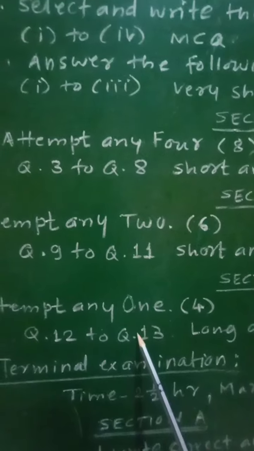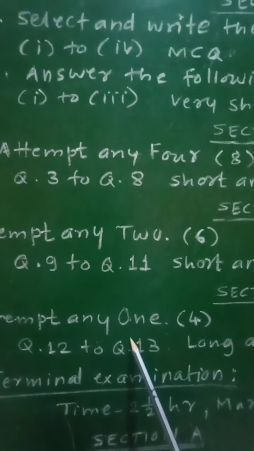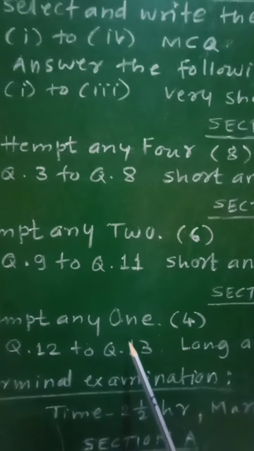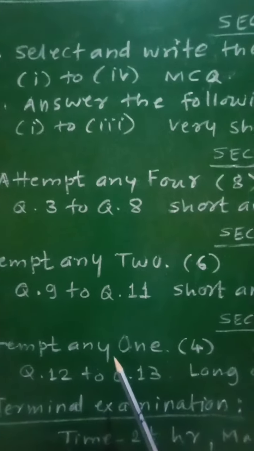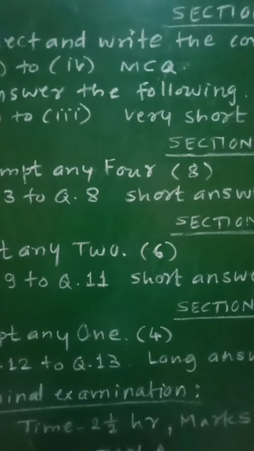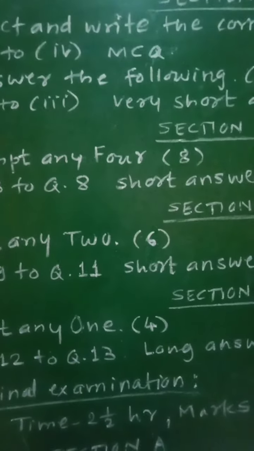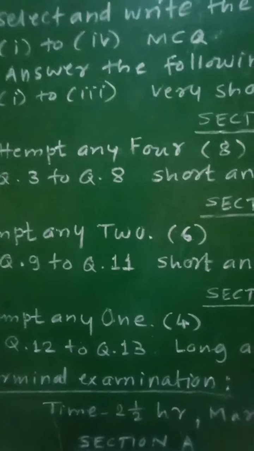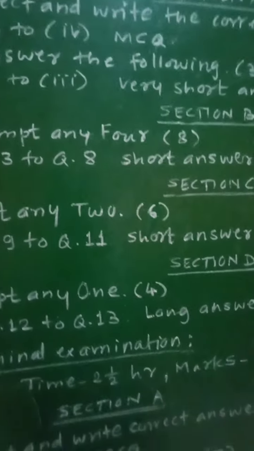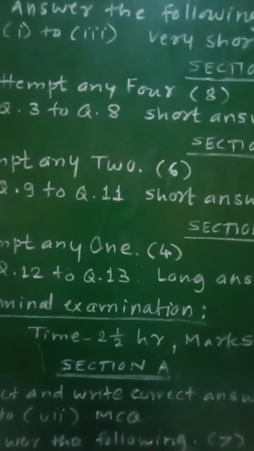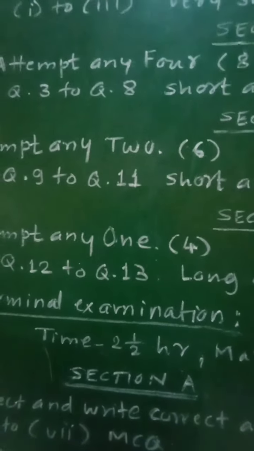So in this way, section A will include question number 1 and question number 2. Section B will include question number 3 to question number 8. Section C will include question number 9 to question number 11. And section D will contain question number 12 and question number 13. So this will be the format for unit tests.